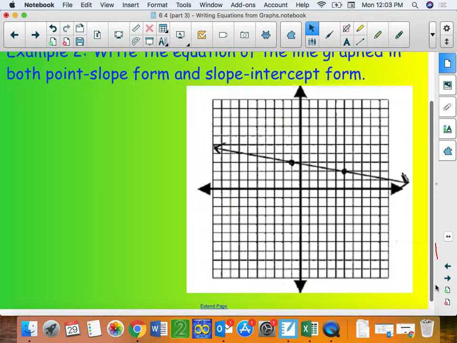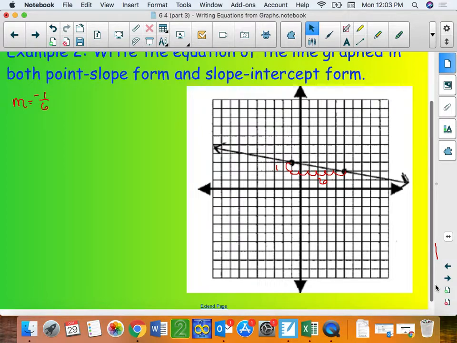So remember, the first thing that we're going to do is find the slope of the line. So to find the slope, I'm going to go down first, and I go down 1 and over 1, 2, 3, 4, 5, 6. So the slope of this line, 1 is on top because that's my rise, up or down, 6 is on bottom, and again, my line is going downhill, so that's a negative slope.